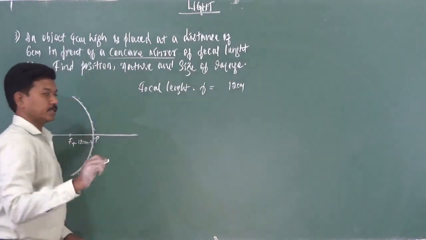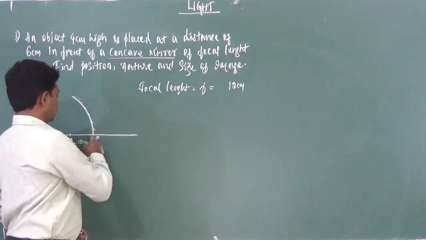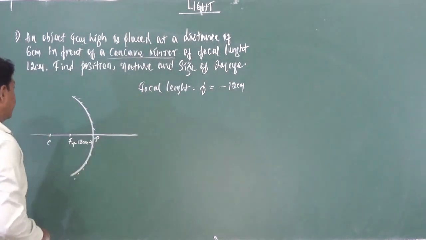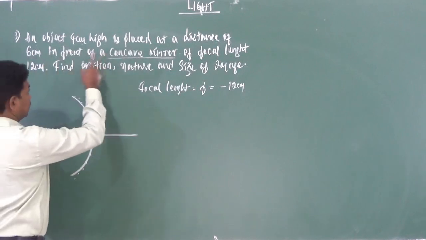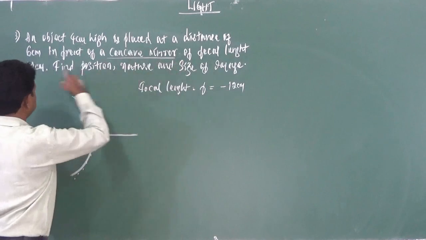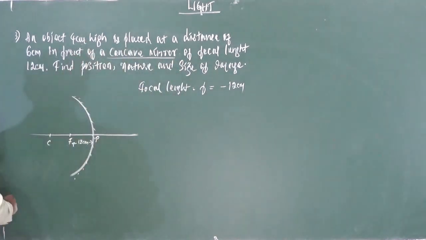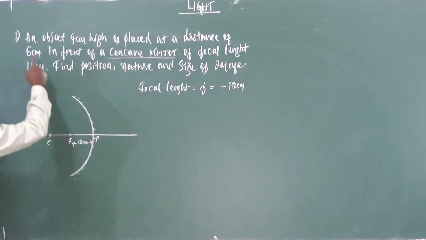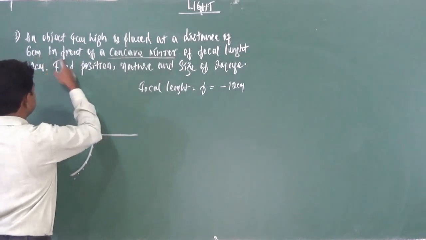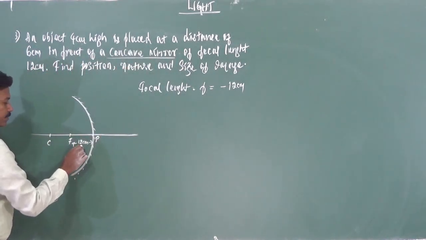Is it positive or negative, you have to think. Since a concave mirror's focal length is always negative, you have to put a negative sign here. An object 4 centimeter high is placed at a distance of 6 centimeters in front of a concave mirror of focal length 12 centimeters. Find the position, nature and size of the image. Very important, look here. The focal length is 12 centimeters.